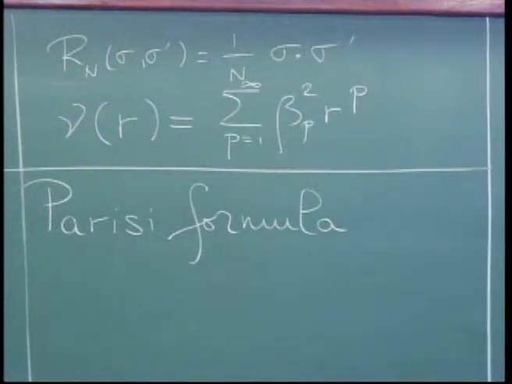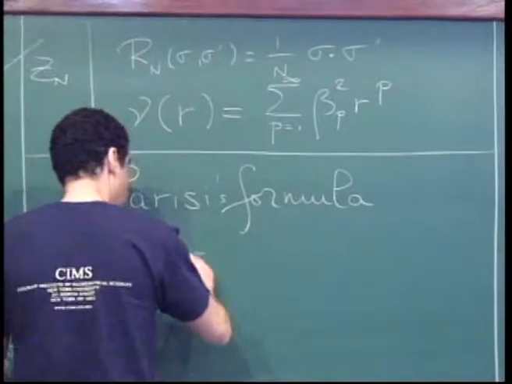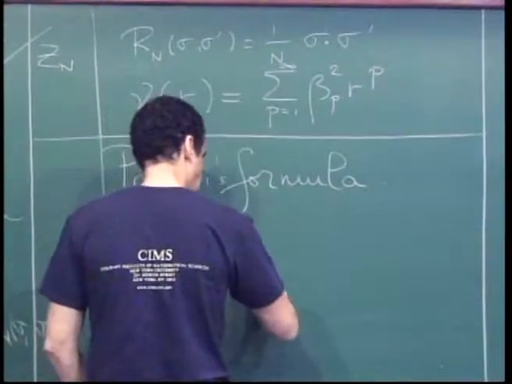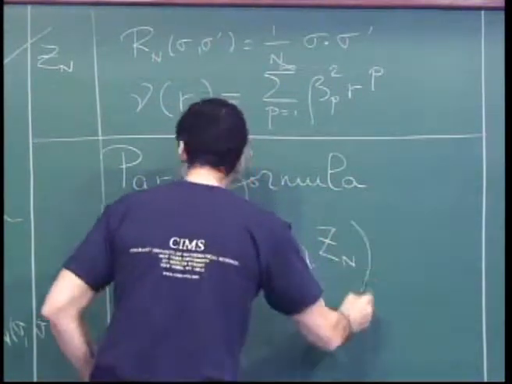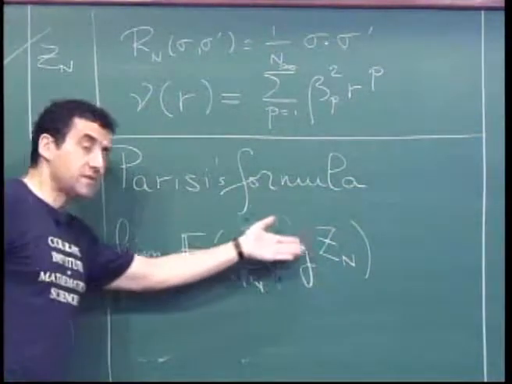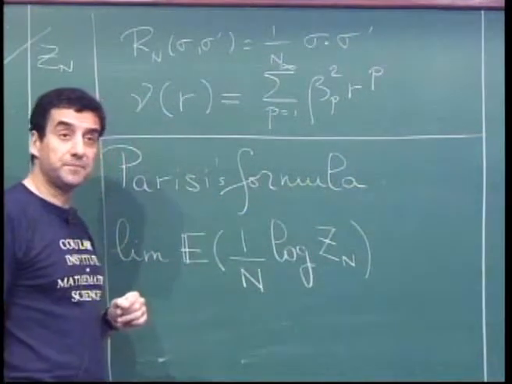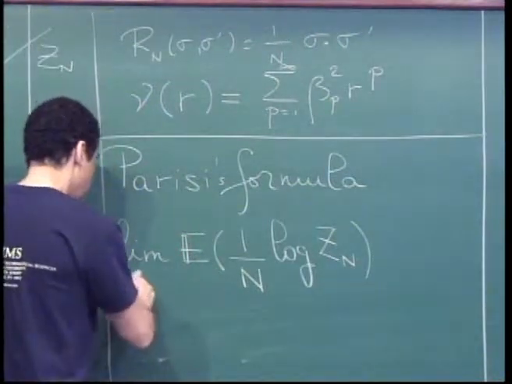So Parisi's formula gives, in fact, the free energy. It gives the limit. It's not at all clear, maybe, that this limit exists, but it does. So when you look at this, Zn is a number, but it's a random number. You compute the log of Zn, divide by n, take the mean, and take the limit when n goes to infinity.